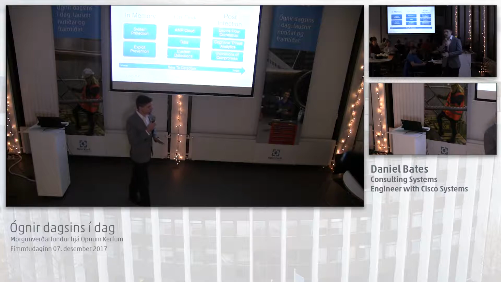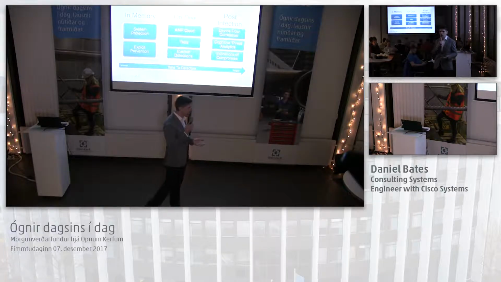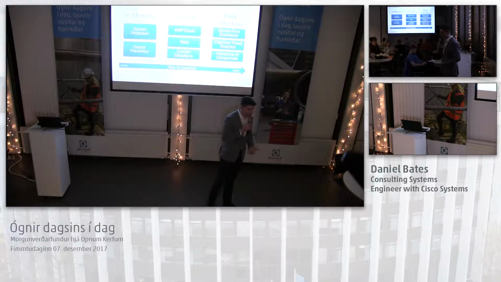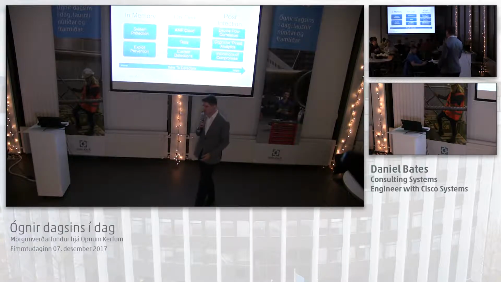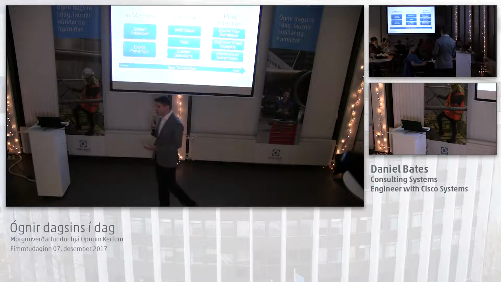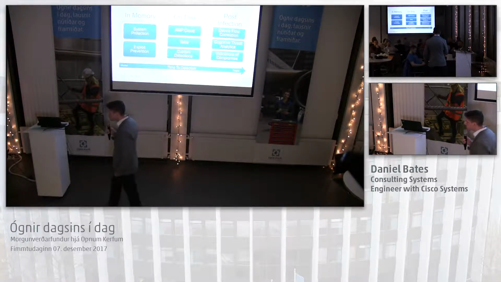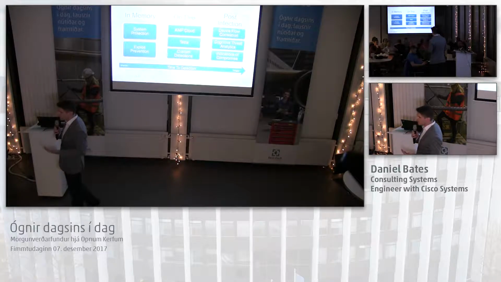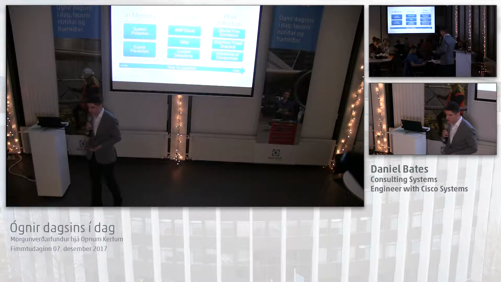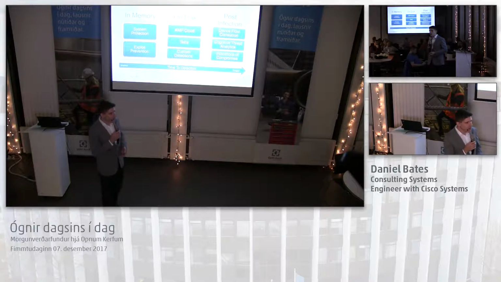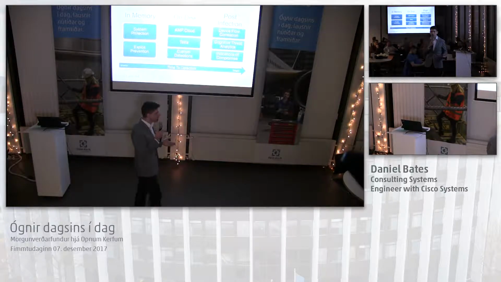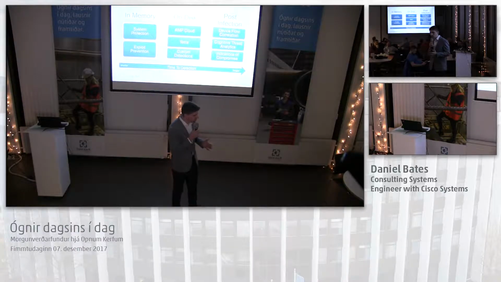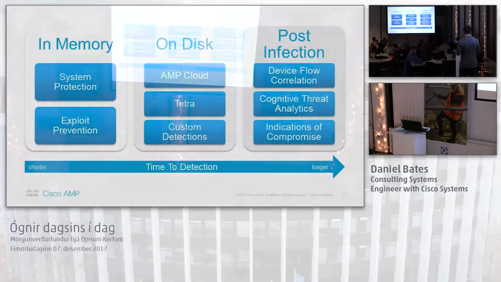Once it's on the file system, we rely on things like our AMP cloud with all of its detection, the Tetra framework, which is the offline signature-based analytics engine. We have our custom detections that you can apply. And once we get past that, now we're into post-infection. That's device flow correlation, cognitive threat analytics, which we're not really going to cover today, and indications of compromise, right? These are all things that are very helpful in figuring out what happened, but they don't really prevent something from happening necessarily.